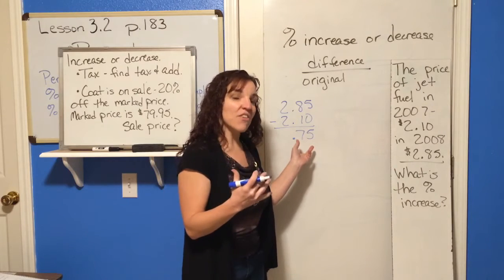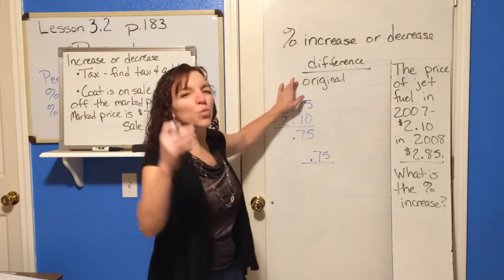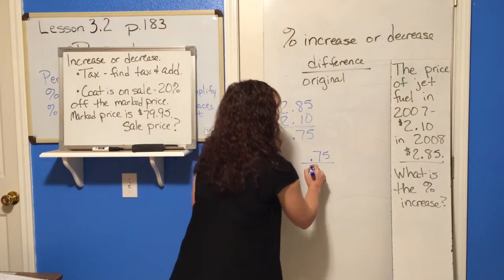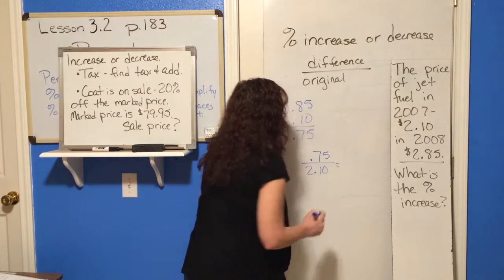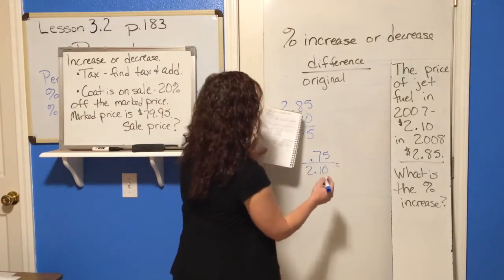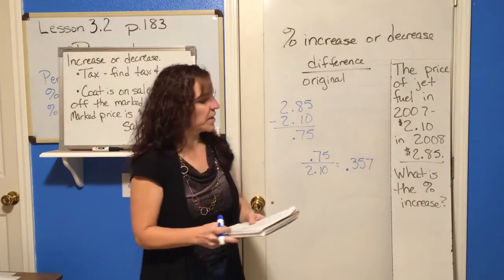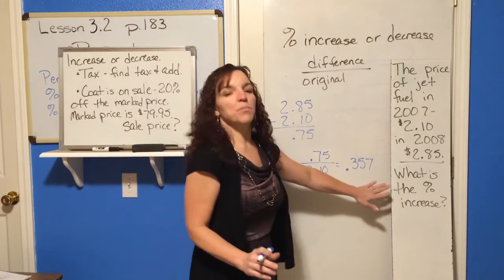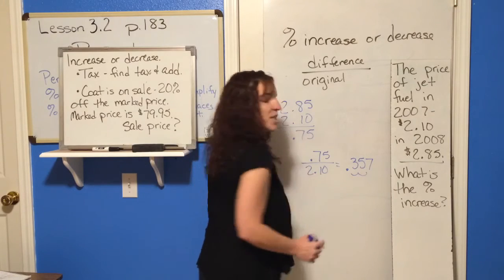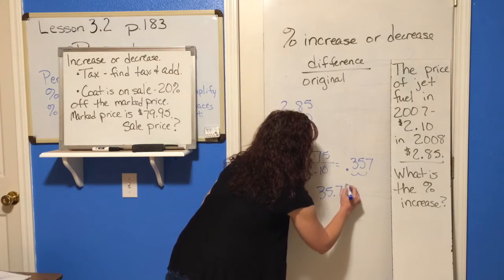To find the percent of the increase, I'm going to take the 75 cents and divide it by the original price. So the original price was the price in 2007. So that's the 210. And when I divide that, which I did with my calculator earlier, I get 0.357. Yes. And so the question, though, is what is the percent of the increase? So you change your decimal to a percent by moving that decimal 2 places over. So the percent of the increase is 35.7%.